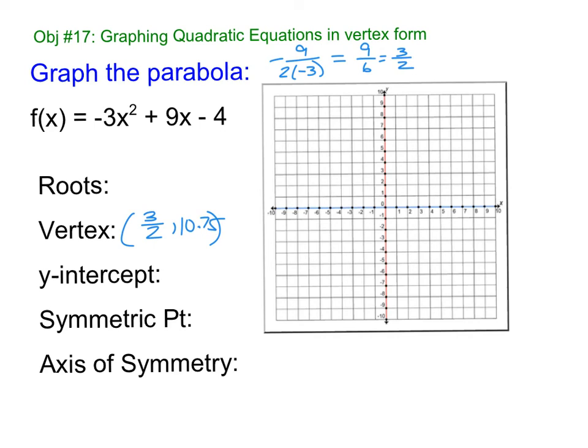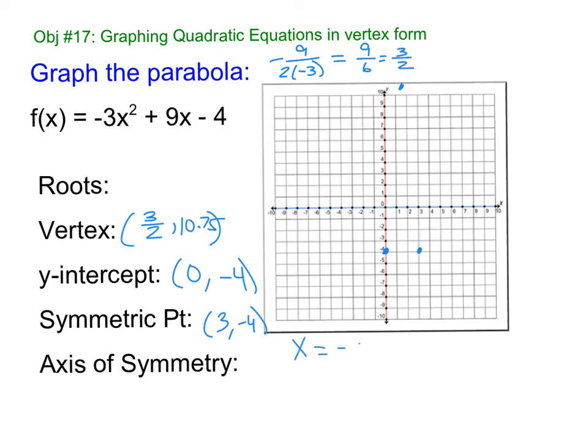So I'm going to start by plotting that. So 1.5, 10.75. So we're like here. My y-intercept is (0, -4). My symmetric point, double 3 over 2, and you get (3, -4). I think my roots are going to be gross too, because I don't think that's factorable. All right, well, let's find them. I'm going to use the quadratic formula.